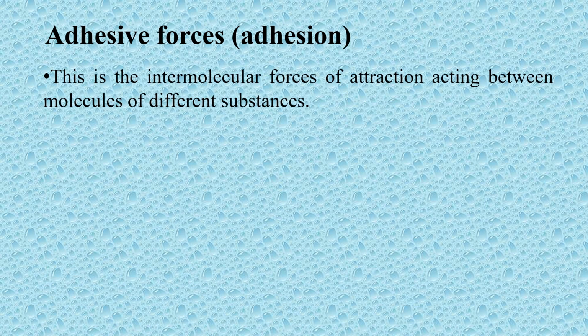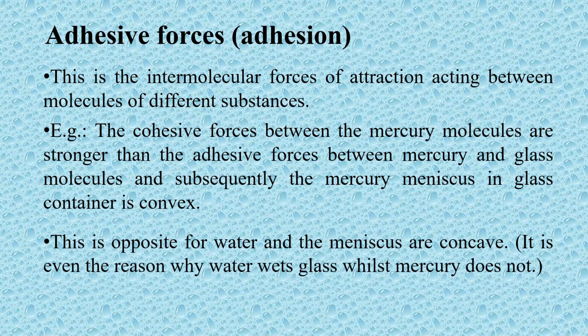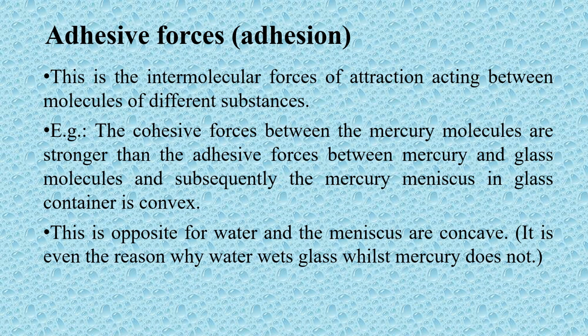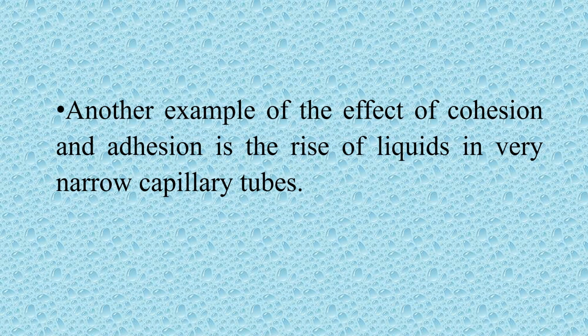2. Adhesive forces, adhesion. This is the intermolecular forces of attraction acting between molecules of different substances. E.g., the cohesive forces between the mercury molecules are stronger than the adhesive forces between mercury and glass molecules, and subsequently the mercury meniscus in a glass container is convex. This is opposite for water, and the meniscus is concave. It is even the reason why water wets glass whilst mercury does not. The two types of meniscus. Another example of the effect of cohesion and adhesion is the rise of liquids in very narrow capillary tubes.